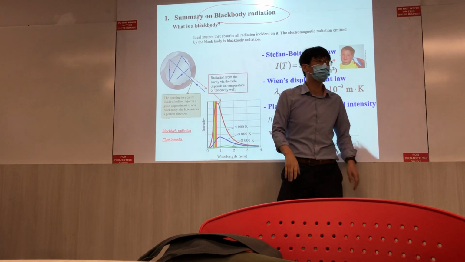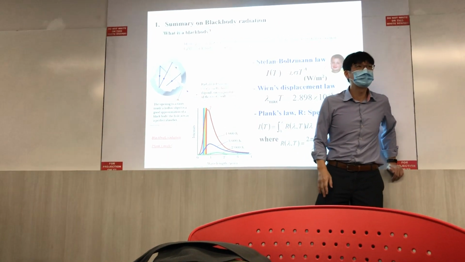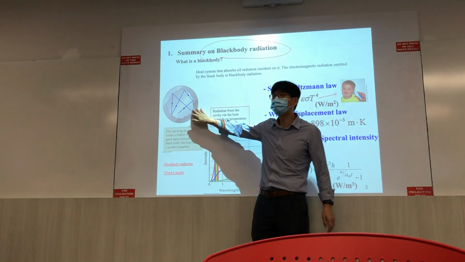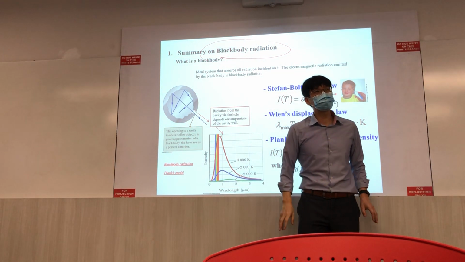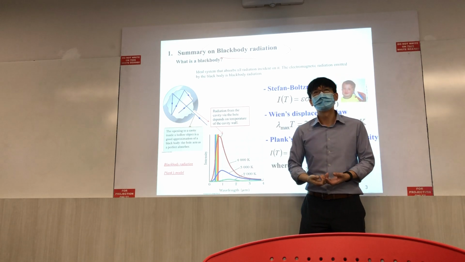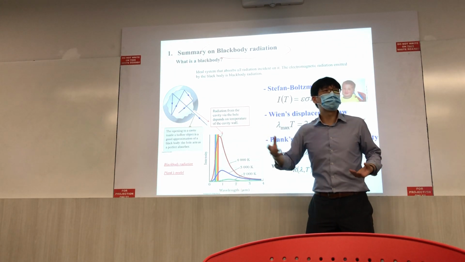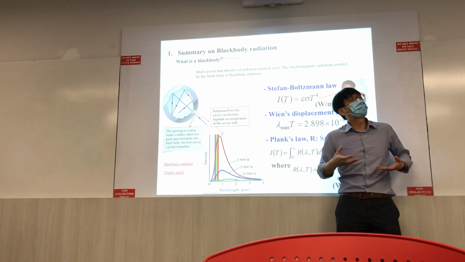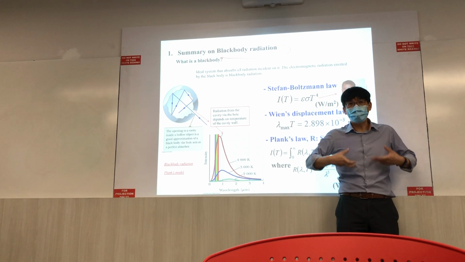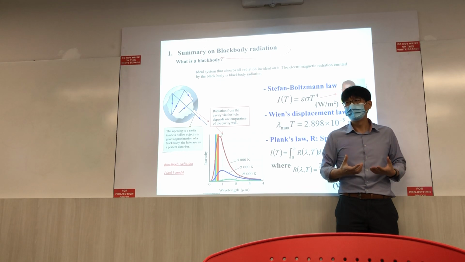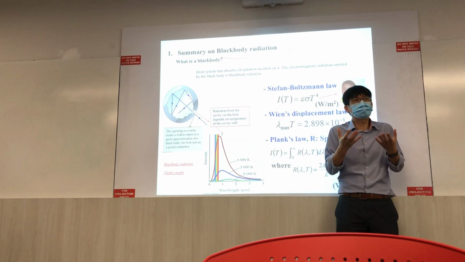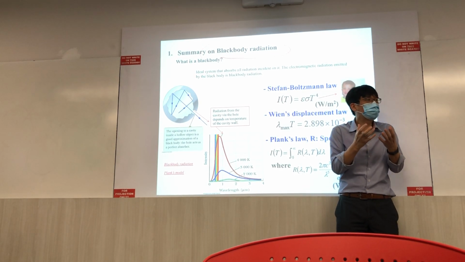So there is no scattering, there is no reflection. 100% of the incident light will just enter this cavity. In other words, 100% of the light will be absorbed. Now this black body, through this absorption, gets hot. So what would happen if it gets hot? It now has lots of thermal energy, isn't it?